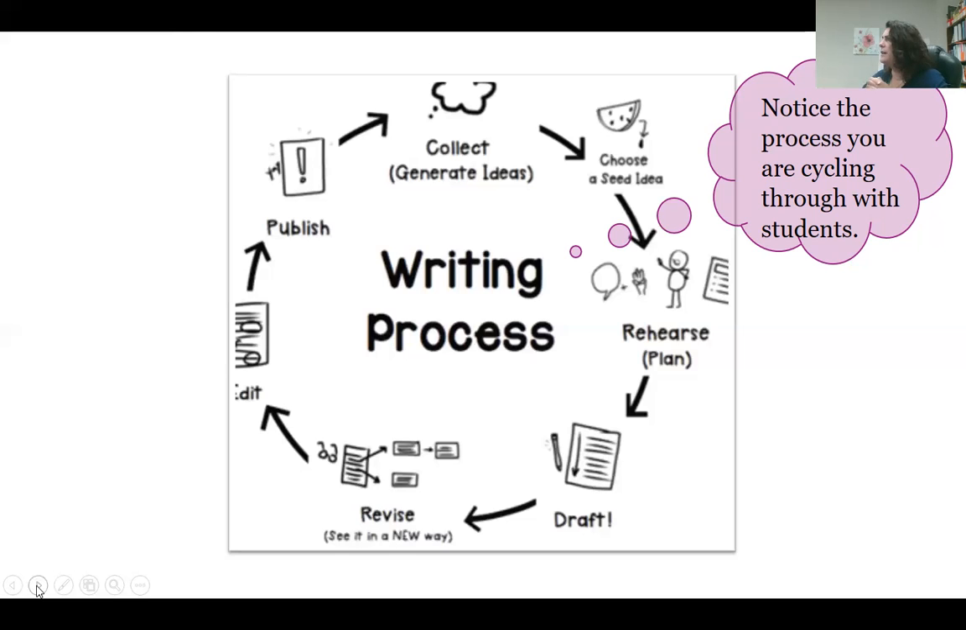And then of course, editing and publishing. So letting them know, where are we in that process? What are we working on? And letting the kids also know that they can go back and forth between those. They may go ahead and do a little editing one day and then go back and revise and then go back to editing. Those things happen, and that is perfectly acceptable.